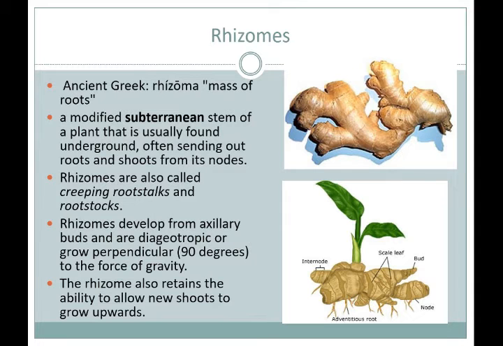Rhizomes. Rhizome stems from the ancient Greek word rhizoma, or mass of roots. It is a modified subterranean stem of a plant, usually found underground, often sending out its roots and shoots from its nodes. Rhizomes are also called creeping rootstocks and rootstocks. Rhizomes develop from axillary buds and are diageotropic, or grow perpendicular, 90 degrees, to the force of gravity. A rhizome also retains the ability to allow new shoots to grow upwards.